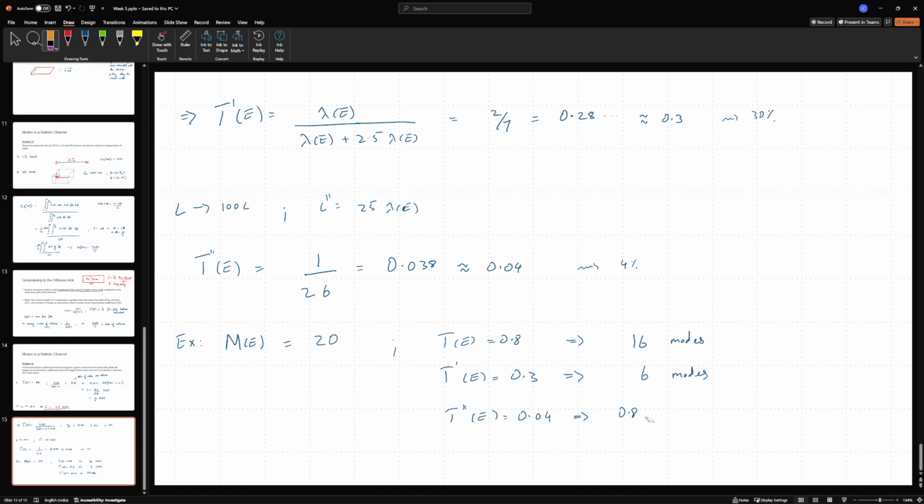Because even in a 2D case, at least one half de Broglie wavelength should fit within the width of my channel. If that is not happening, if the energy level is further lower than that, then those modes are not going to participate in the conduction, which is equivalent to saying 0 modes.